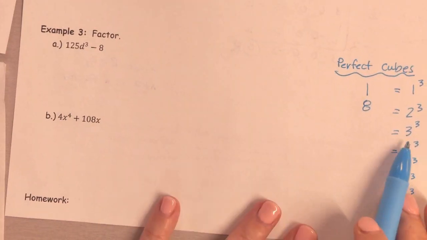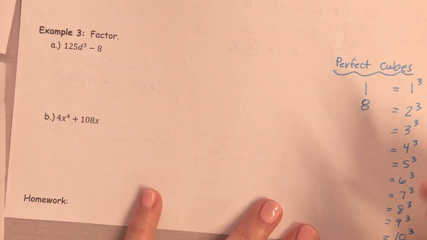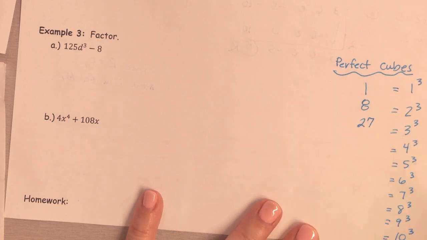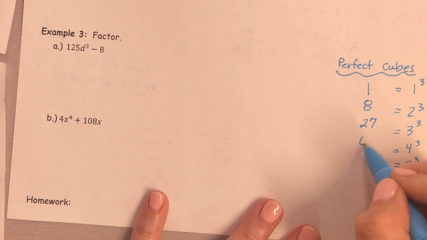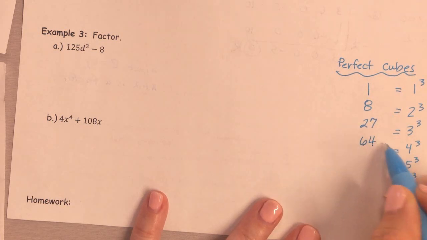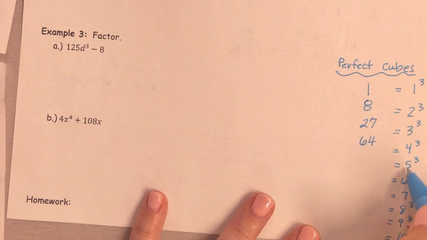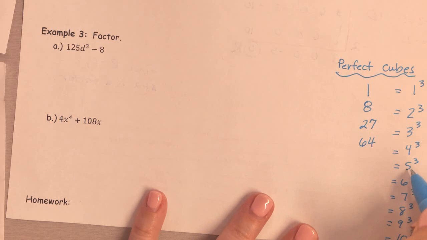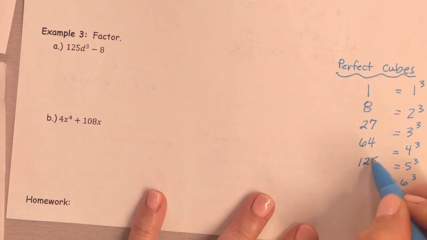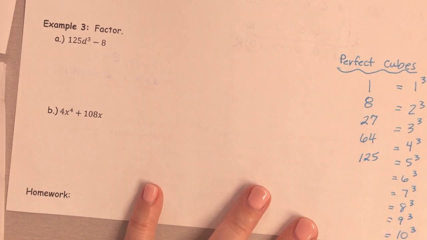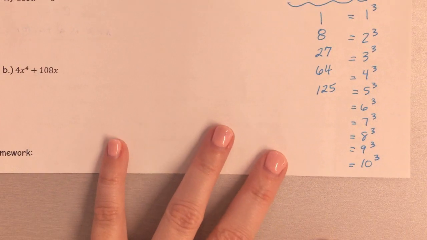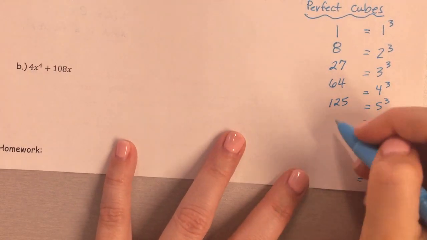Okay, so 3 times 3 times 3? 27. Yay! 4 times 4 times 4? 64. I don't have those even. Well, 5 times 5 is 25. 25 times 5 is 125. 6 times 6 is 36. 36 times 6. I'm okay. 216. Yay!